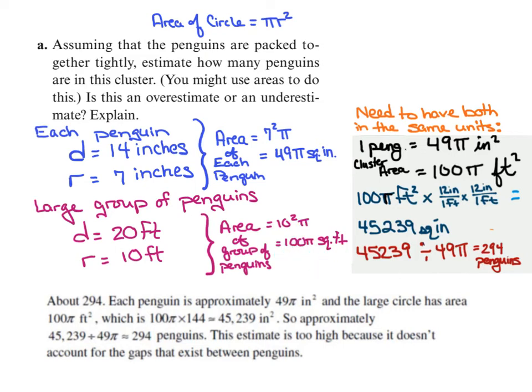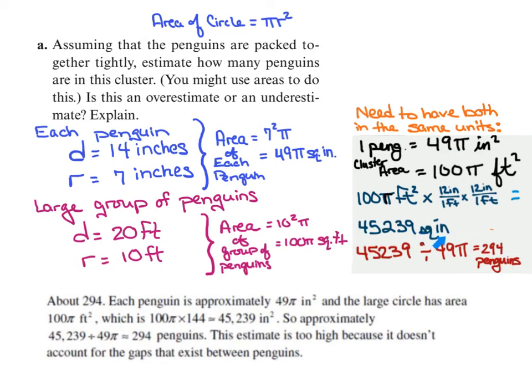So if I know the area of one penguin and I know the area of the cluster of the penguins, I would like to divide. But they are not in the same units. One's in square inches and one is in square feet. So I'm going to take the 100 pi square feet and convert it to square inches, which I've done right here. 100 times pi square feet. I know there's 12 inches in 1 foot, and I do it twice because square feet is a two-dimensional measurement. So I need to use my linear conversions twice. That gives me 45,239 square inches, approximately.